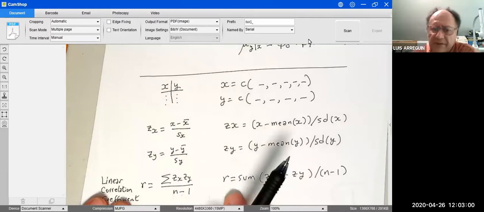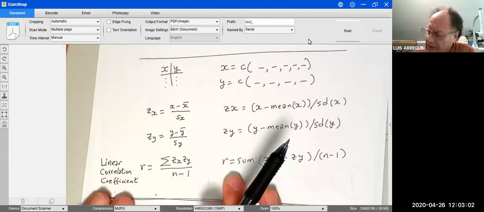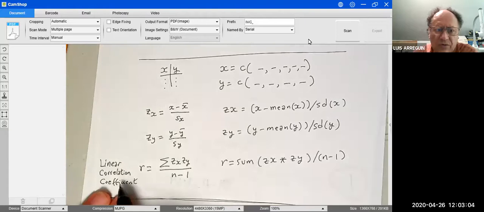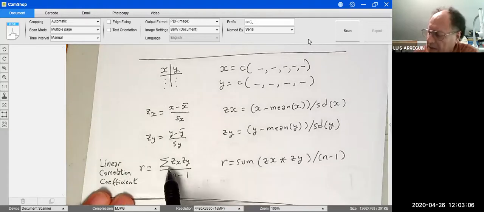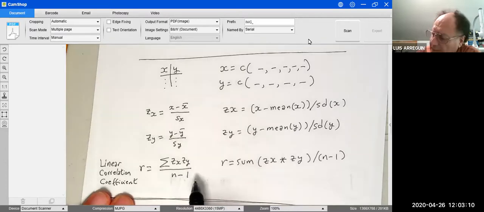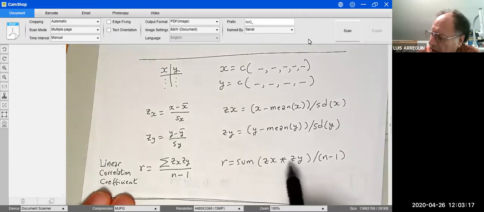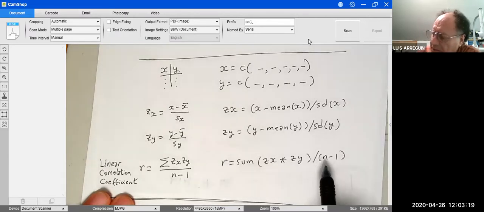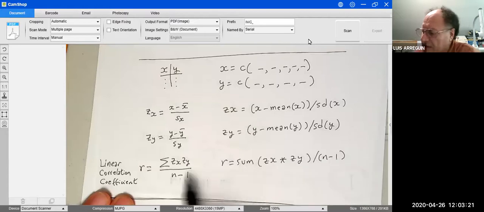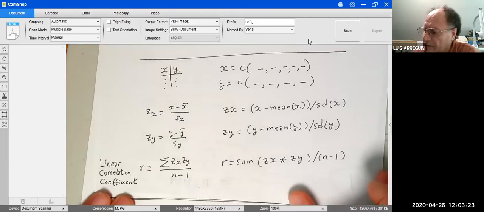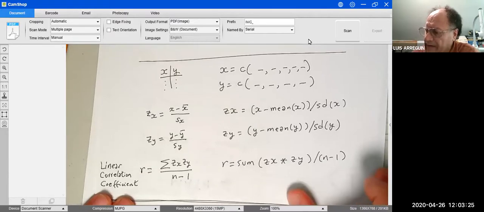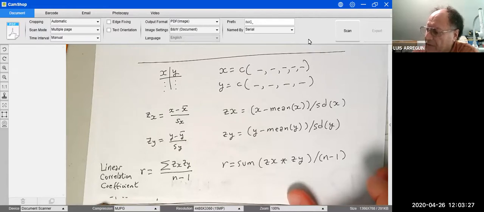So once you have the z-scores for x and y, we're going to be able to compute the linear correlation coefficient r, which is the sum of the products of the z-scores divided by n minus 1. So in R, it's going to be just r equals sum of zx times zy, and that is going to be divided by n minus 1. We did this when we worked some problems on bivariate data in chapter 4.